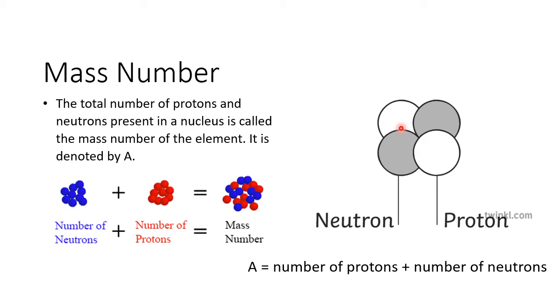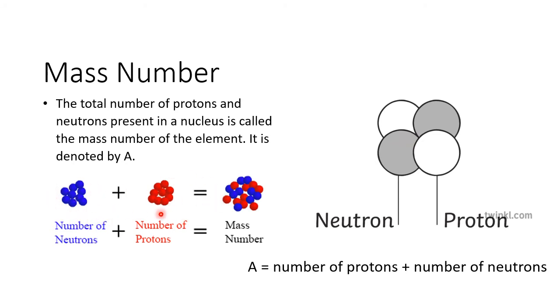In this case, there are 2 protons and how many neutrons? 2 neutrons. So what is the mass number? A is the number of protons 2 plus the number of neutrons 2. 2 plus 2 gives us 4. So the mass number for this case will be 4. Fine. So it will be different for different atoms.